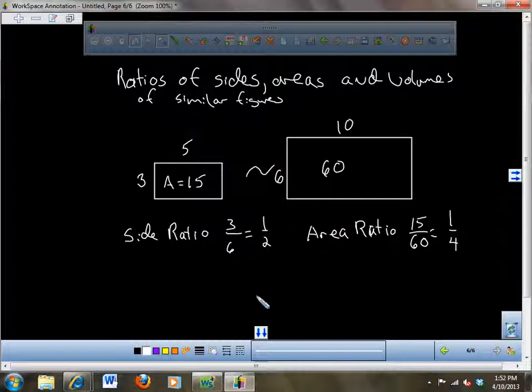So let's go one step further. Say I have just a circle, right? So I should use my circle tool, shouldn't I? Okay. So let's say I have a circle.